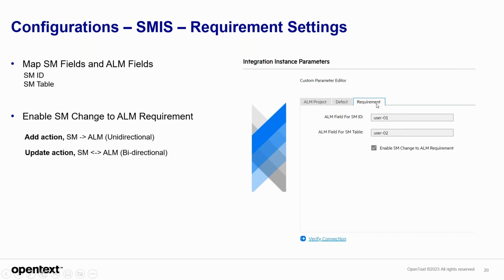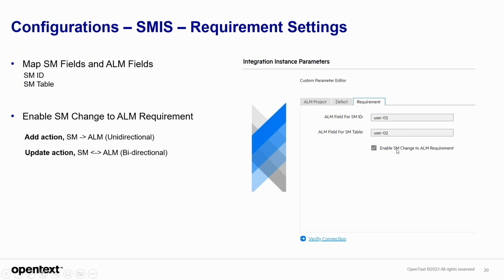Then we can go to the requirement settings. Here is similar to the defect settings. When you create SMID and SM table fields in the requirement module of ALM, then please fill the field name of SMID in requirement. For example, if the SMID field in ALM requirement is RQ user 01, then please fill user 01 for SMID here. The SM table has a similar action.